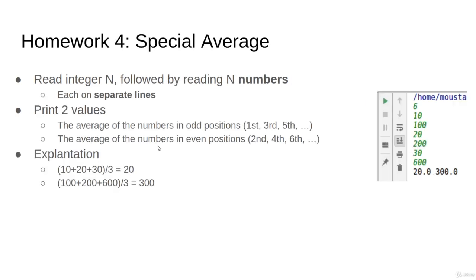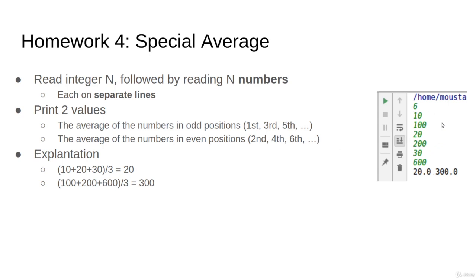Finally, we are going to extend the program that we did before. You will read an integer n, then you will read n numbers. Every number of them is on a separate line. After that, you will print two values. The first one is the average of numbers in odd positions, and then the second one is the average of the numbers in even positions.